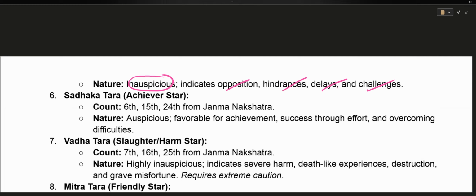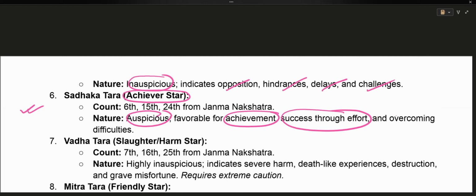Then we have delay in your work and challenges in your work. So in your whole life you will be having that period with some difficulty. Next, the sixth one, this is the highly auspicious. This is an achiever star. Achiever means it will give you some achievement. This auspicious star is favorable for achievement, success through effort. If you do some hard work, then it will definitely get success.